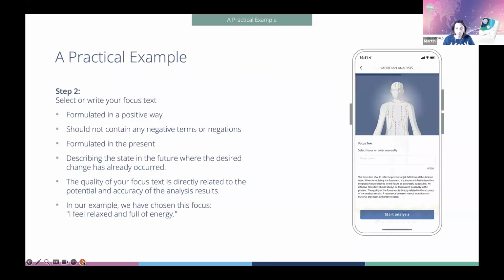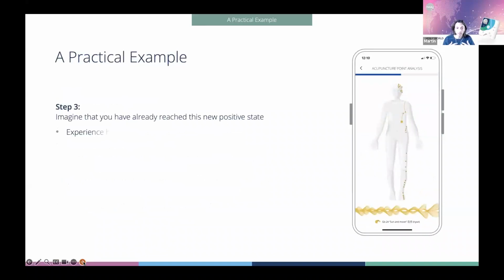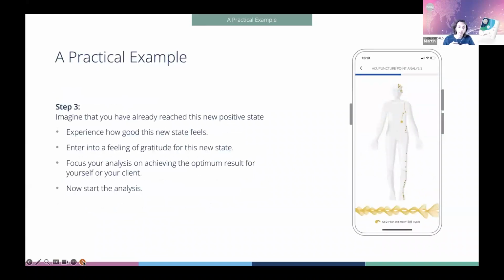And then you go into a state of gratitude. And in this state of gratitude, you actually start the analysis. You start the analysis, and you basically are thankful. So in this state of thankfulness, what you focus on when you start the analysis is that you want to have the optimal result. Why? Because this is actually neutral.